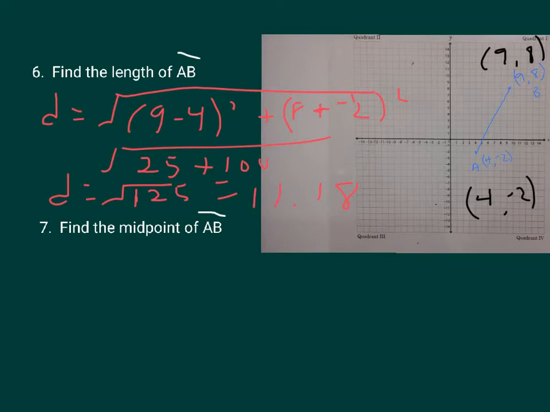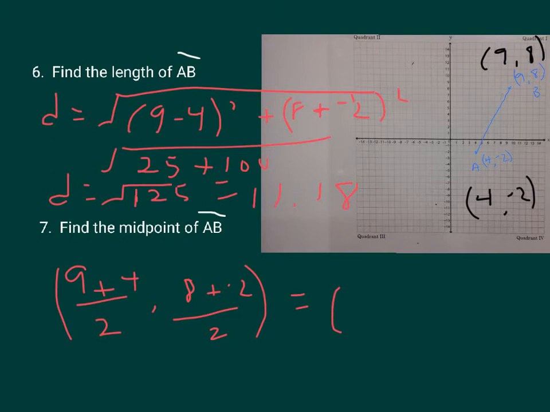We'll use the midpoint formula to find the midpoint of segment AB. It's the average of the x-coordinates. 9 plus 4 divided by 2. That'll be the x-coordinate. And the average of the y-coordinates, 8 plus negative 2 divided by 2. 9 plus 4 is 13, divided by 2 is 7.5.